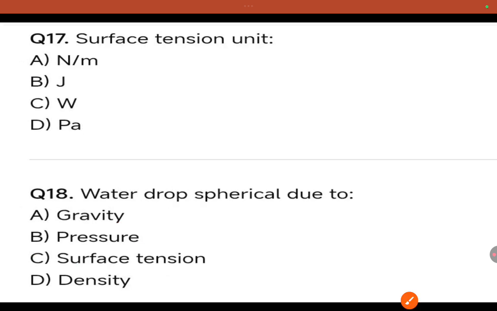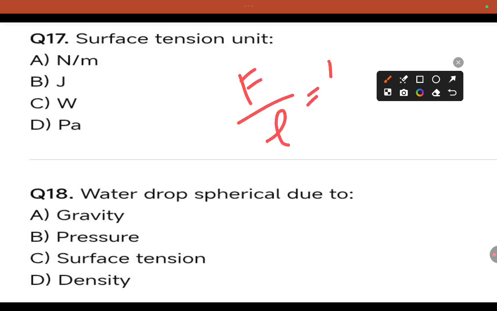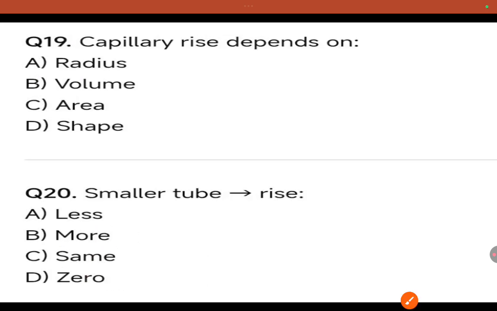Surface tension, just now we discussed, is F by L. F is Newton, so Newton per meter. Water drops are spherical due to surface tension. Capillary rise depends on what? Capillary rise is a surface tension phenomenon. Capillary rise depends on.